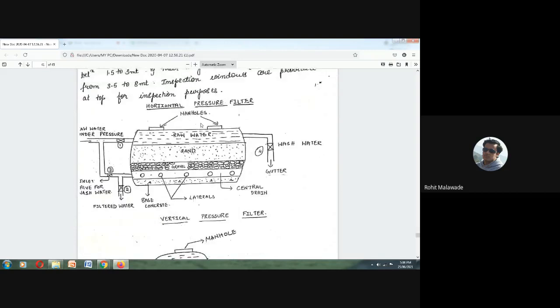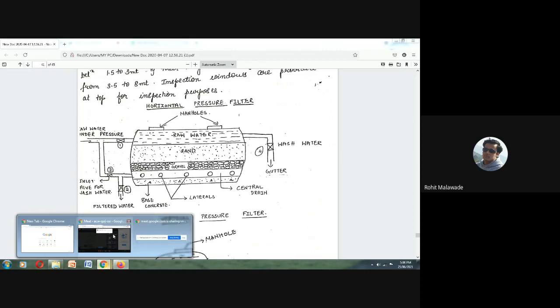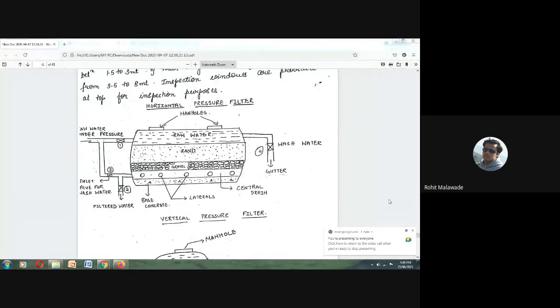As you know, this is your sand and gravel. While giving the description, when you write to explain the construction of the pressure filter, you need to explain the same specifications that you have given for the rapid sand filter. The same specification applies for the pressure filter also. The only difference is that here we supply the water with the help of pressure. That is the reason we call it a pressure filter.